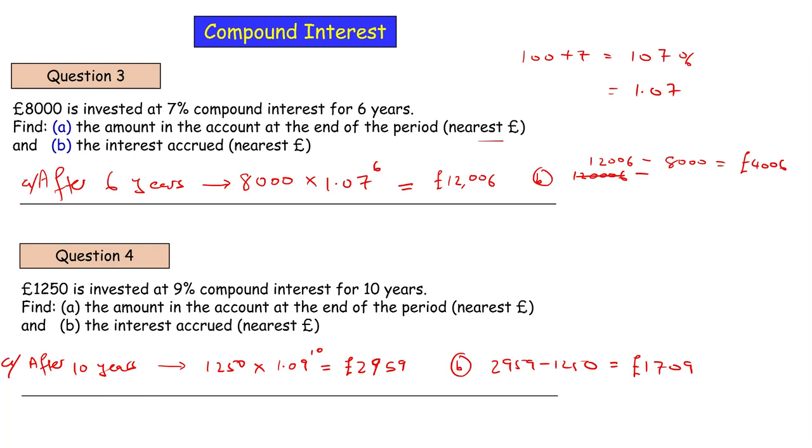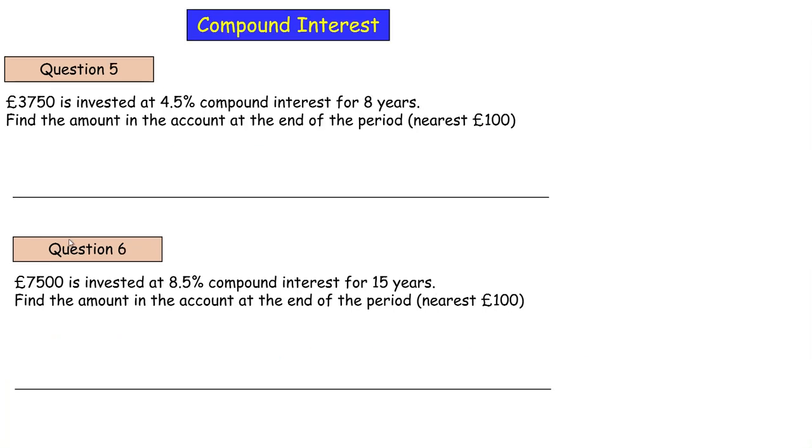Good. If you need to make any corrections, hit pause, make them, and then move on. 2 more questions for you. So hit pause and have a go. Just note that it says to the nearest 100 pounds. Okay, when you're ready to view the solutions, hit play again. Off you go.